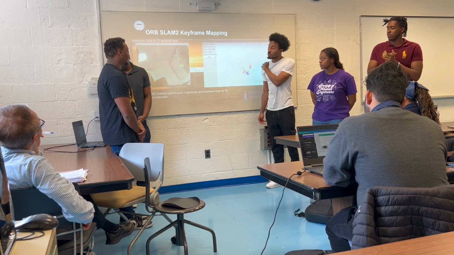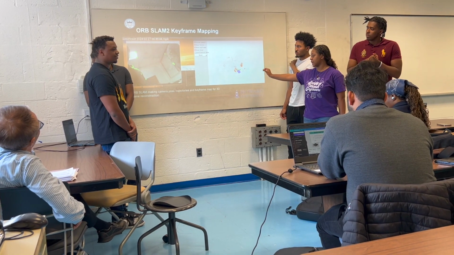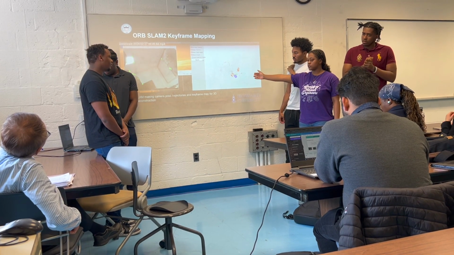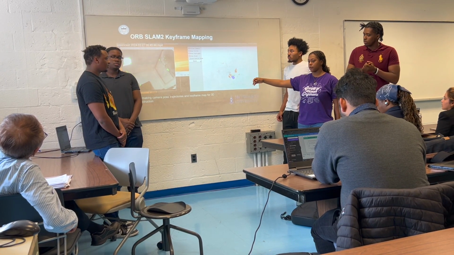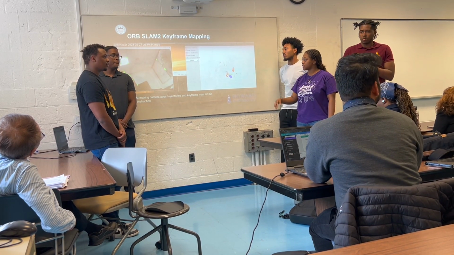Next slide, please. This is a rendition of a cloud map. The red dots symbolize the edges of the image, compared to the image over there. The blue boxes represent the motion of the pathway of the camera, and the green box in the center right there represents the position of the camera, like where it is exactly.